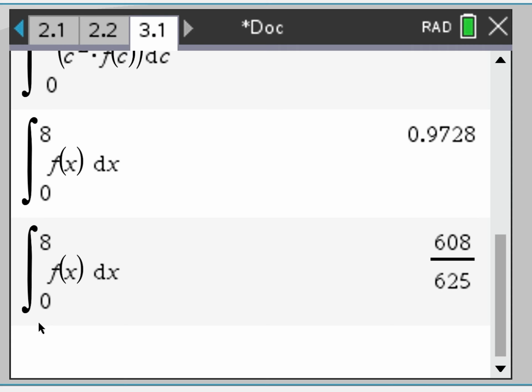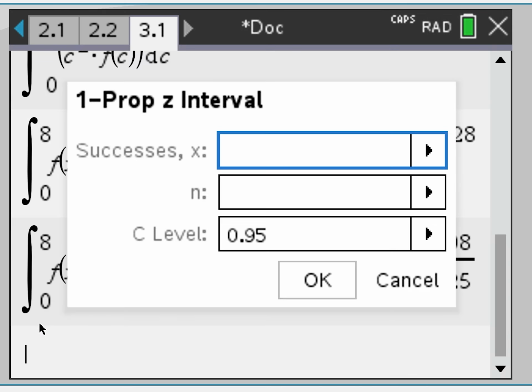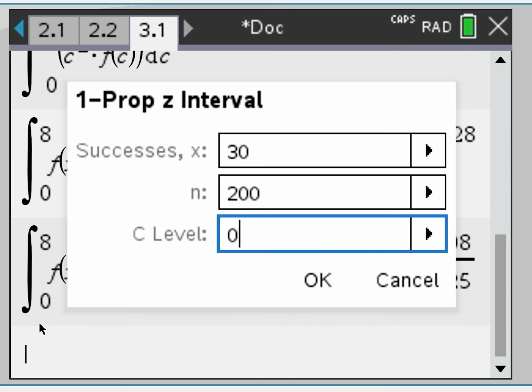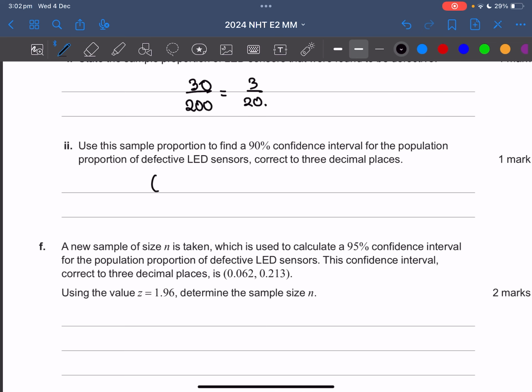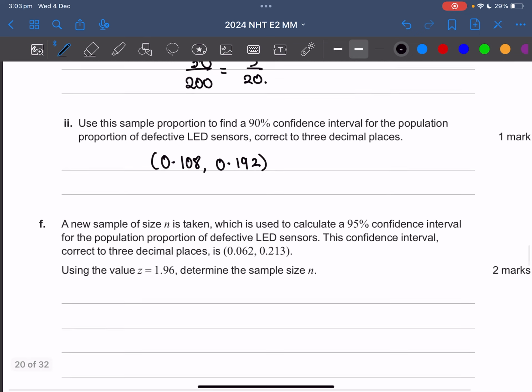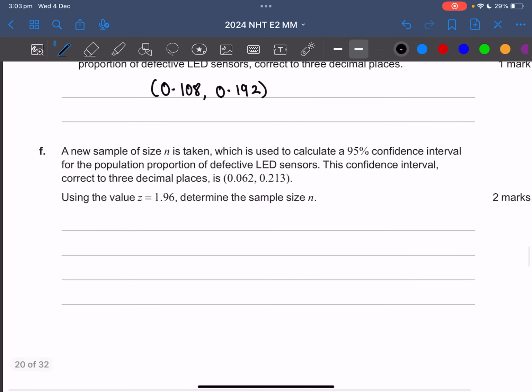So let's do this question on CAS. Menu 6, 6, 5. We have 30 successes. Number of trials was 200. And we're not finding a 95% confidence interval. We are finding 0.90, so 90%. Enter and enter. So our confidence interval is right here, this value and this value. This one is lower, this one is upper. How many decimal places? 3 decimal places. So 0.108 to 0.192.